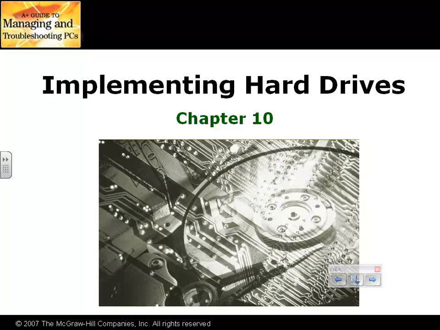Okay. Hi there. Yep, this is Chapter 10, Implementing Hard Drives. You recall last week we did Chapter 9, which talked about different kinds of hard drives, or a week and a half ago. Now we're hitting the hard drives themselves, how to implement them. What does implement mean? Apply. How to apply them.